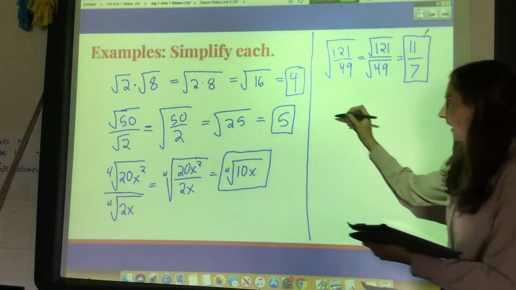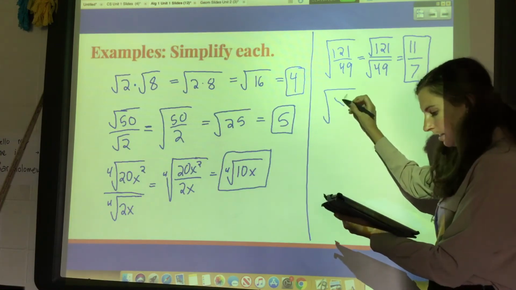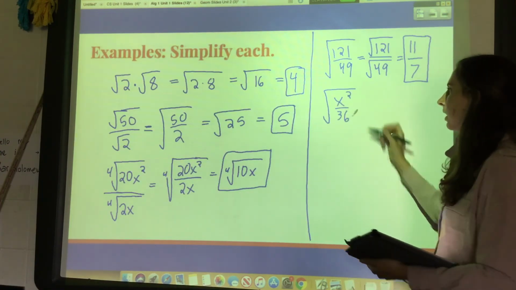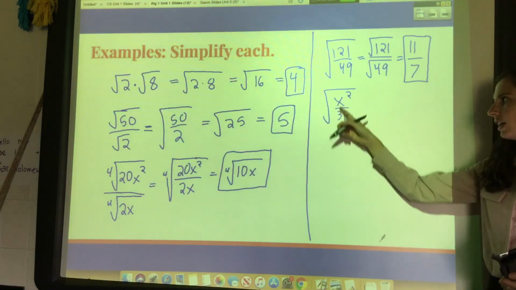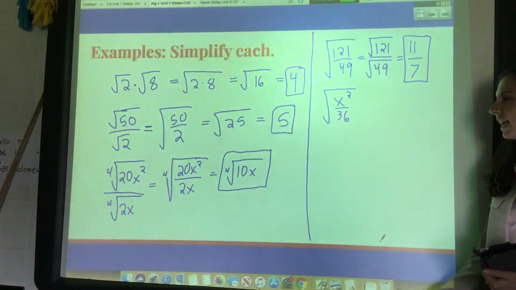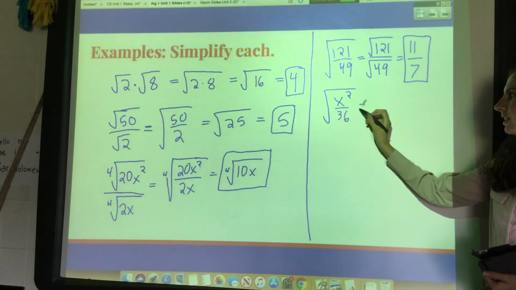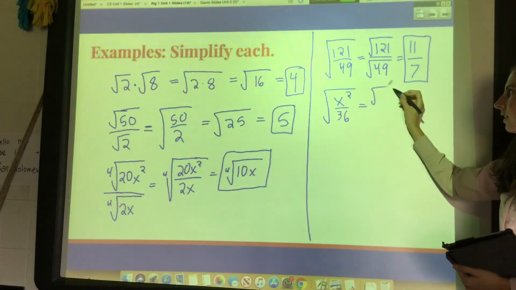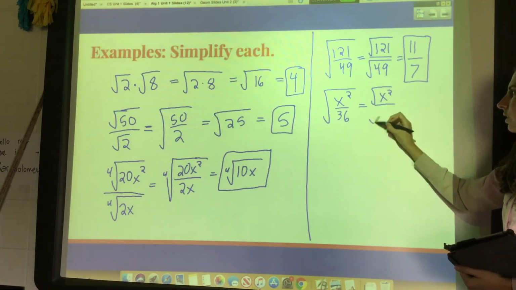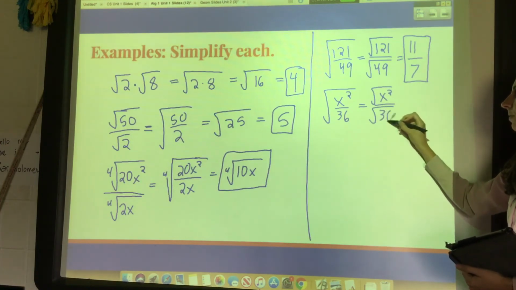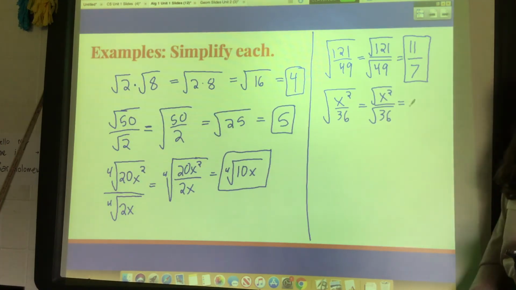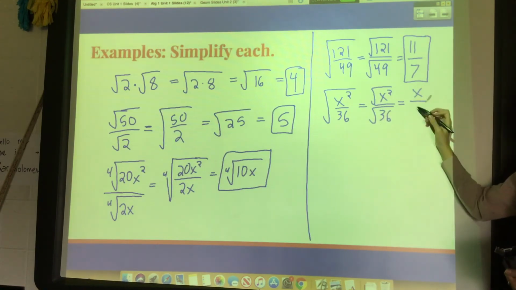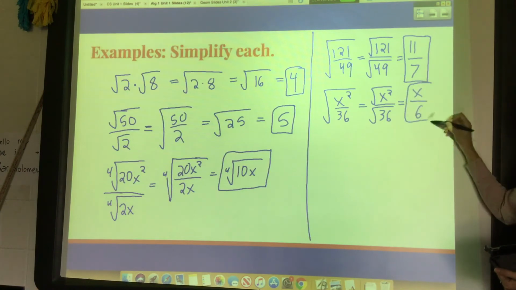Let's do another one like that. Again, these are already together, but I can't do much with that. So maybe instead, let's try to split it apart into the square root of x squared and the square root of 36. Because the square root of x squared is just x, and the square root of 36 is 6. So x over 6.